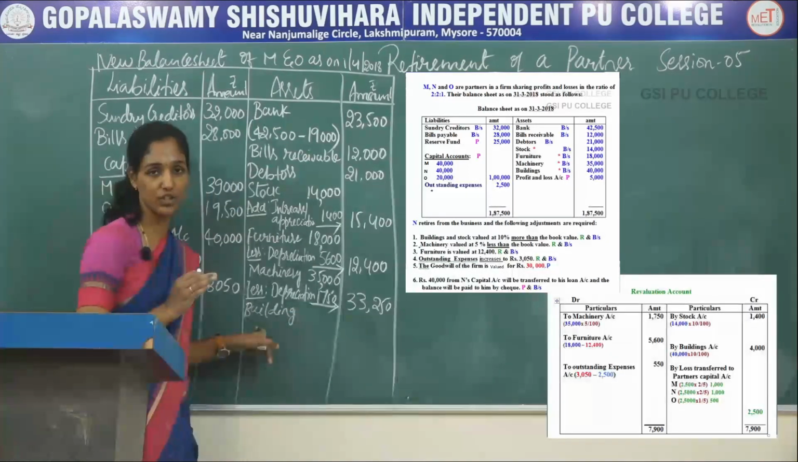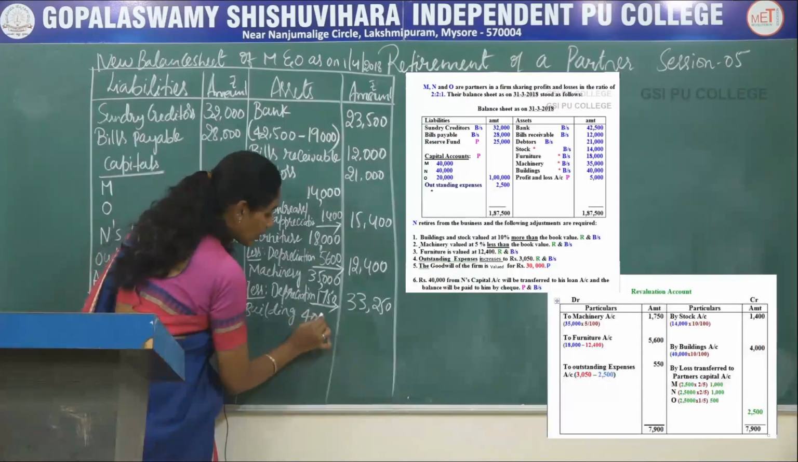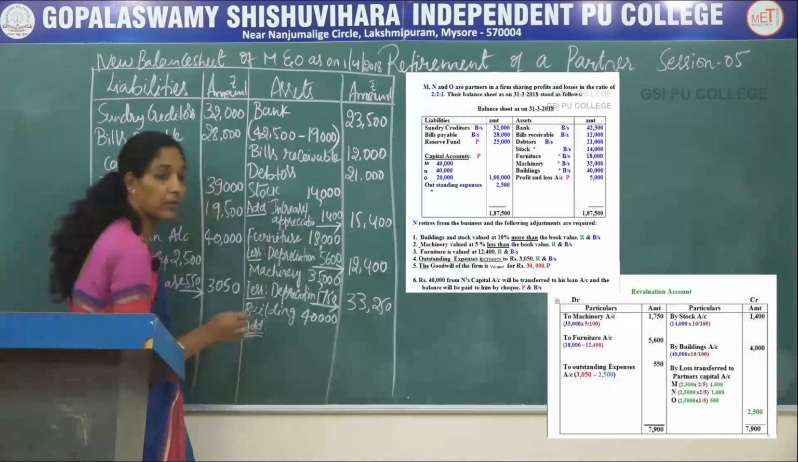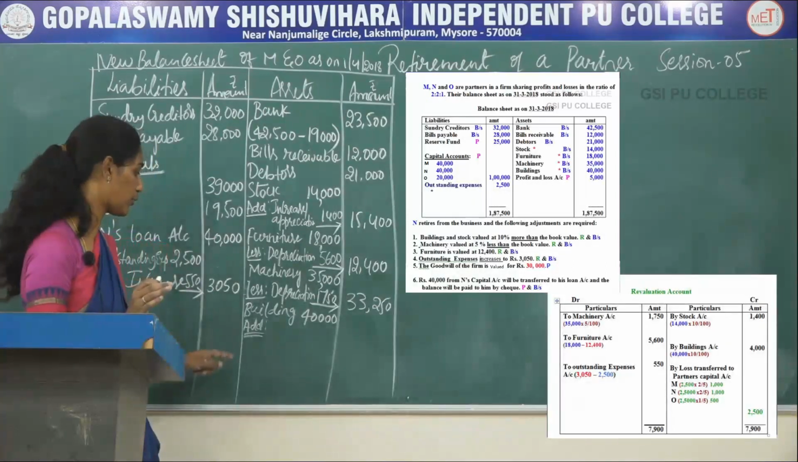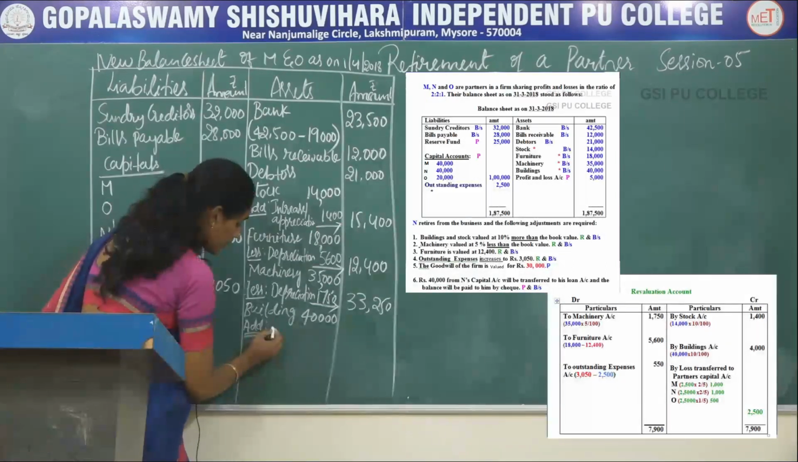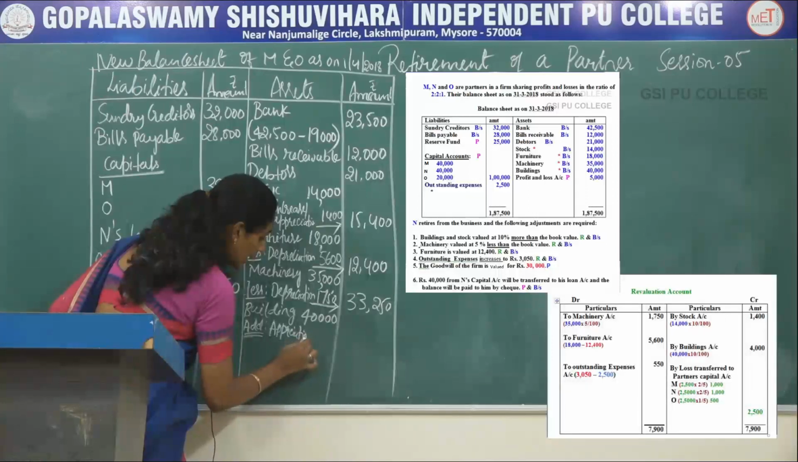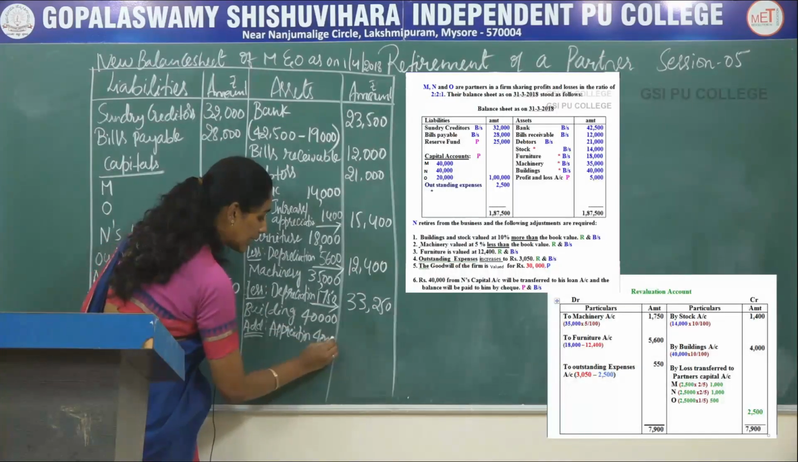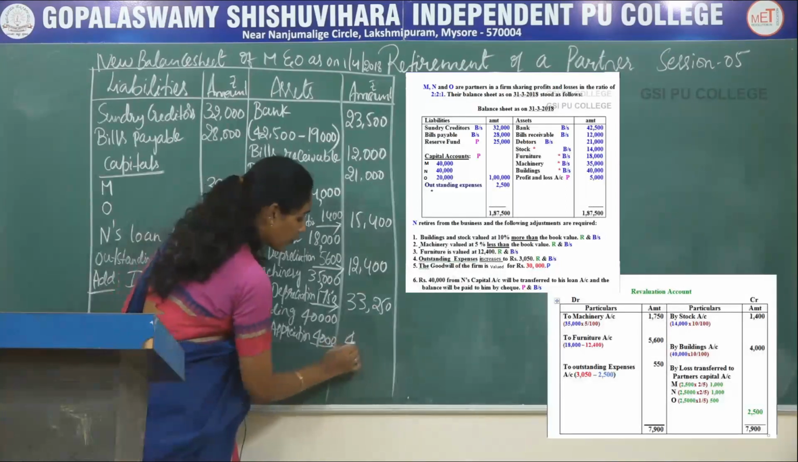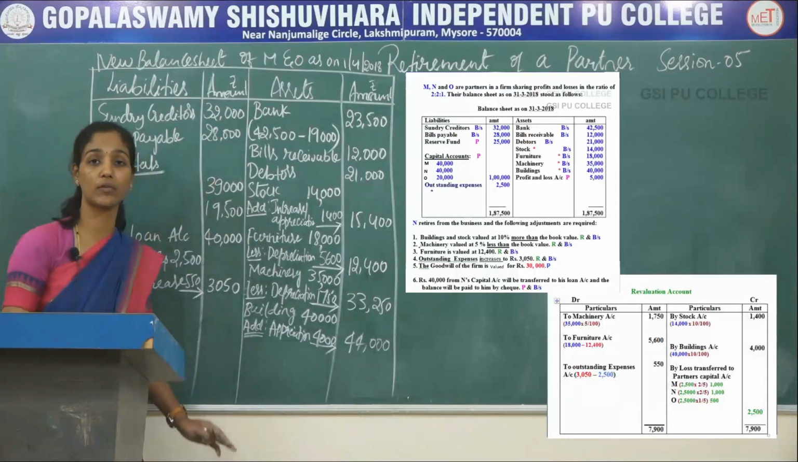Next asset is buildings. Here also there is an adjustment relating to buildings. The amount of building is 40,000. In your adjustment they have given that the value of building is increased by 10%. So you have to add 10% appreciation. So write add appreciation. What has increased, you add it. So 4,000 has increased. So you will get 44,000. Now the actual building value is 44,000.